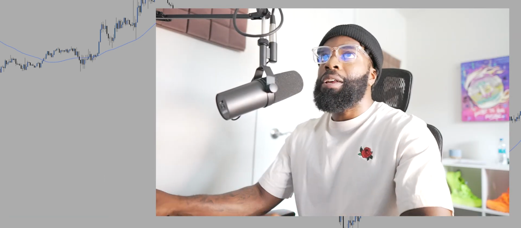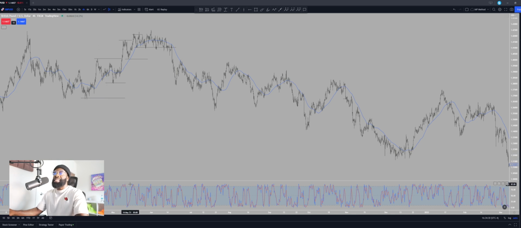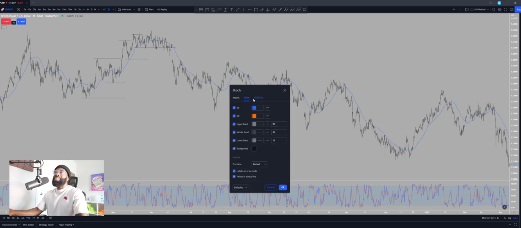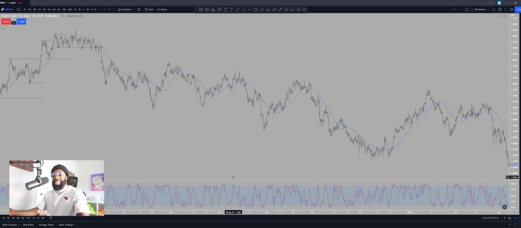The second way is getting the stochastics. Now the stochastic settings that I have are very simple. I am using the 14 length, the smoothing at 1, and then the D smoothing at 3, and then the style, the upper band is at 90, middle band is at 50, lower band is at 10. That's it. Now this is beautiful because, like I said before, GBP USD works very well with all types of reactions.